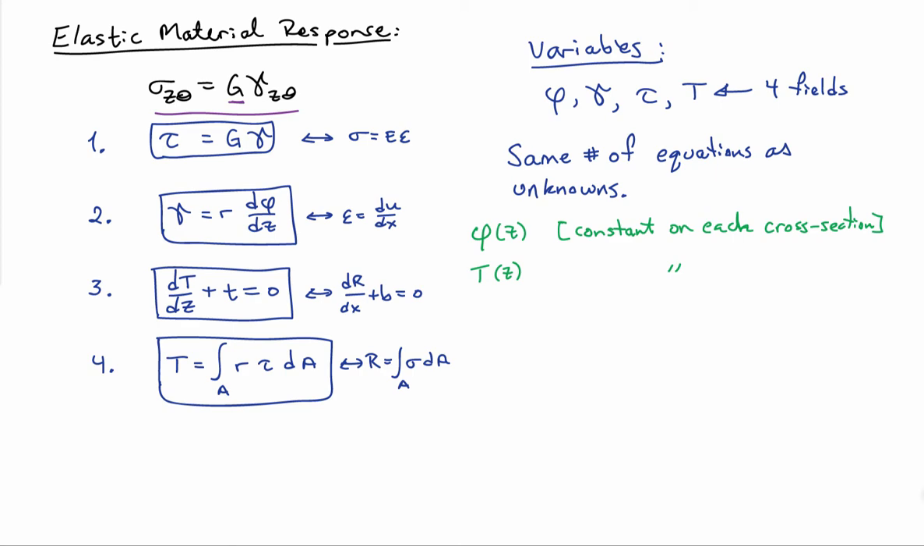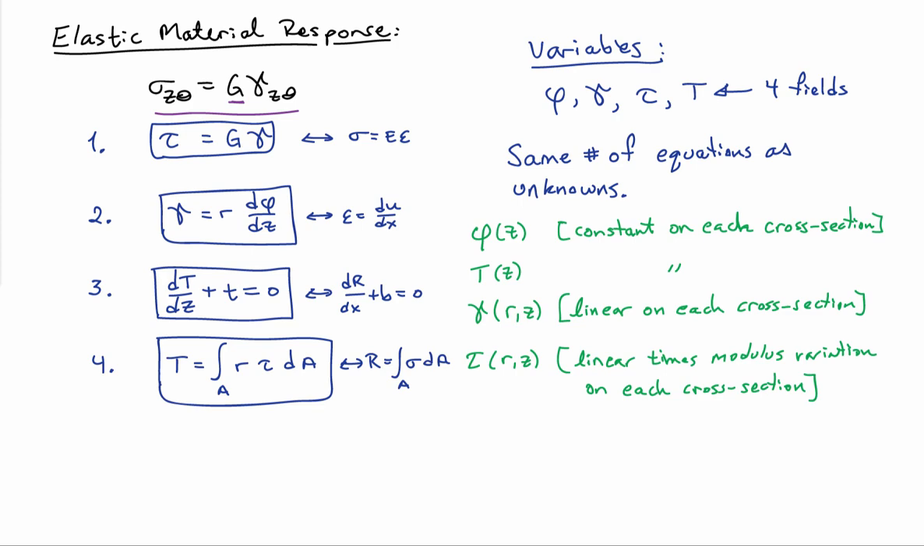But more complicated than the axial force problem here is that the shear strains have a variation on the cross section, and in particular they will be linear on each cross section with respect to the variable r. The shear stresses will be linear times the modulus of variation on each cross section. So if G depends on the radial position, then tau will not necessarily be linear anymore. But if G is a constant, so if you have a homogeneous system, then tau will actually be linear on the cross section also, just like the shear strain.